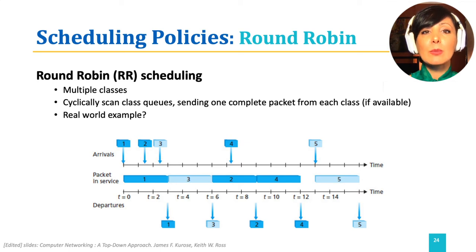Can you name a real-world example of round-robin scheduling? Have you seen traffic lights merging a few lines of traffic into one? They usually use round-robin.